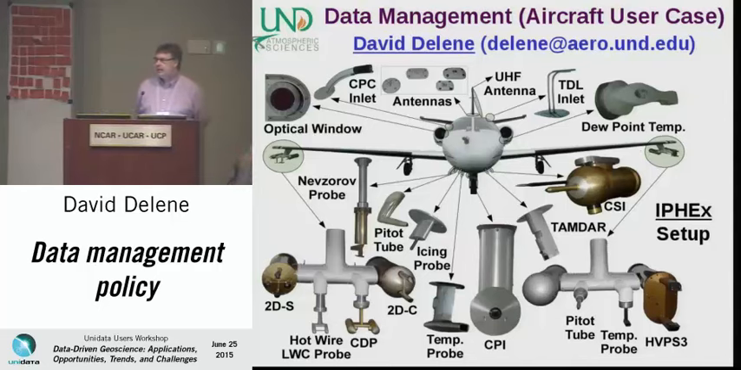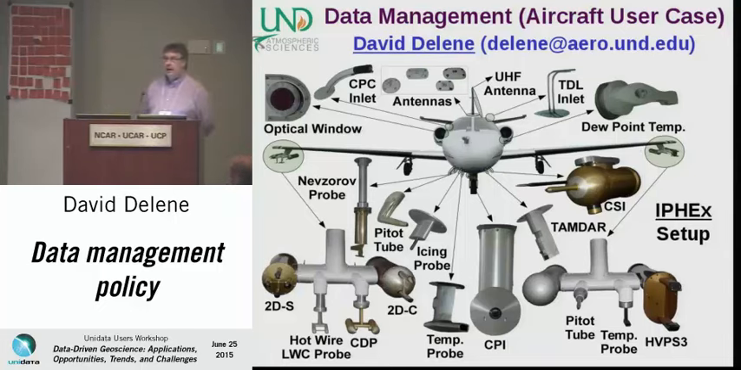So since about 2002, when I got to the University of North Dakota, I've been working with our Citation research aircraft. And what I thought I would do today is talk a little bit about the data management we have with the aircraft. This is just an example of all the instruments we have from the IFEX project, which is a NASA project we did in the spring of 2014 out of Asheville, North Carolina. We did a lot of flying out of the East Coast, also out over the ocean. So there's a lot of instruments on here.